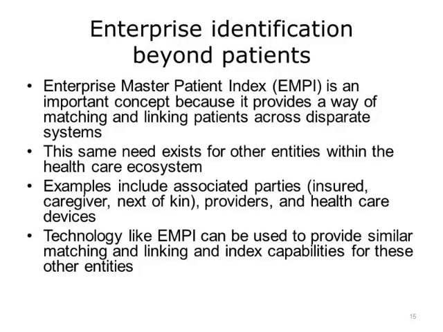The same need exists for other entities within the healthcare ecosystem. Examples include people or organizations associated with a patient, like the insured, the caregiver, or their next of kin. Providers are another important entity that need to be tracked across systems. Healthcare devices might be another example. Technology like EMPI can be used to provide similar matching and linking, and index capabilities for these other entities.